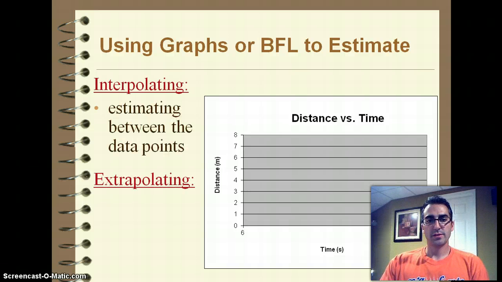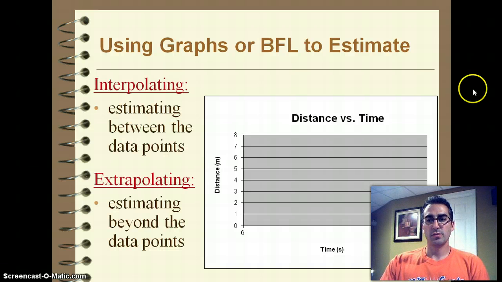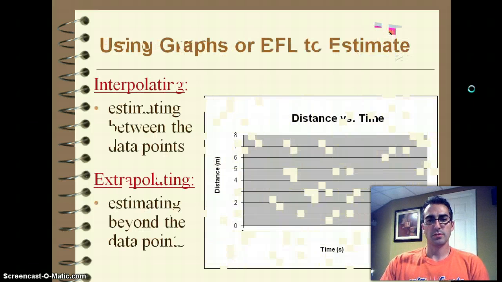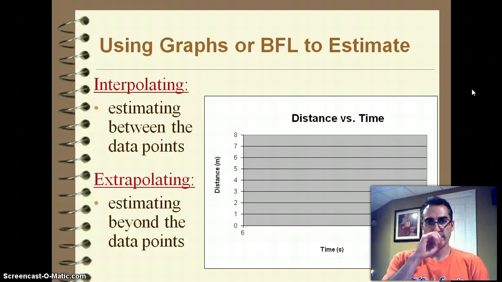A couple other things in terms of vocabulary that we should know is related to, oh, seems like my graph didn't print on that one. Interpolating versus extrapolating. To interpolate means to estimate between data points, and to extrapolate means to estimate beyond the data points. So when we have a line, if the line shows an upward trend, we can estimate where that line is going to go beyond our data.